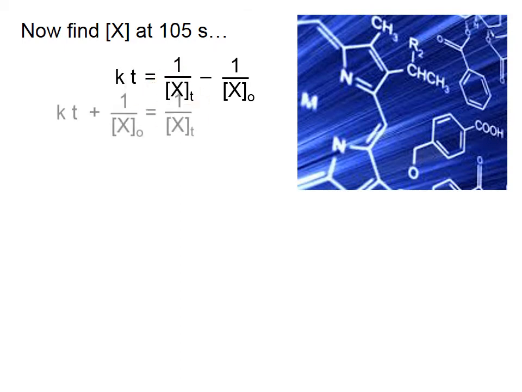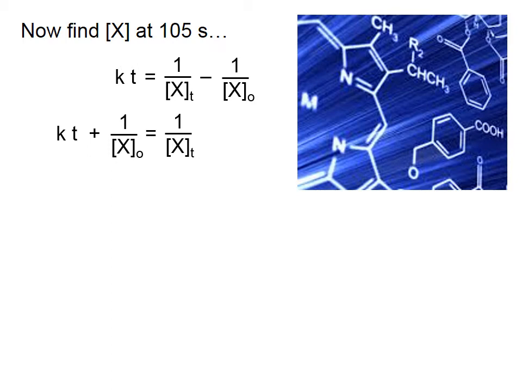The other part of the problem says that we need to find the concentration of reactant X at 105 seconds. Let's use the second order in one reactant rate law, which looks like that. Which variable are we looking for here? That would be this one: the concentration of X at some time that is not the initial time. Remember, X naught is the concentration at time 0. So we're looking for the concentration of X at time t.